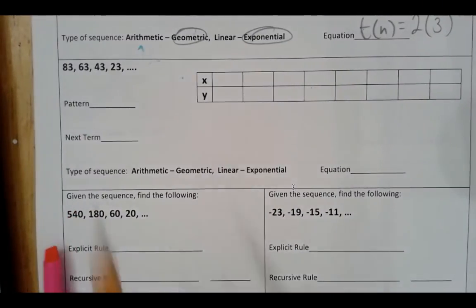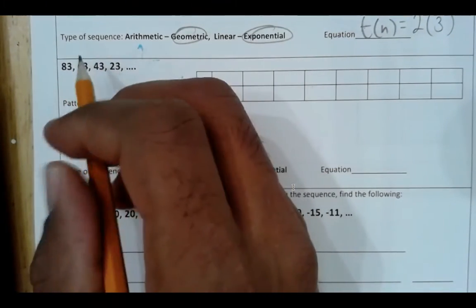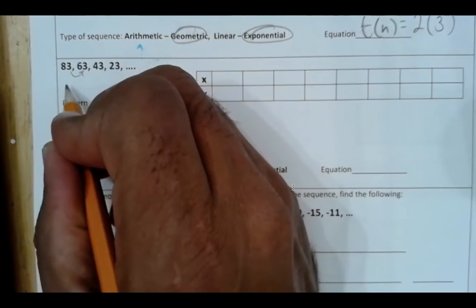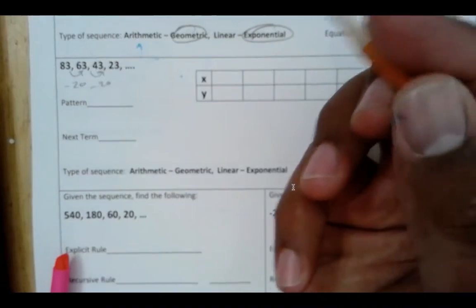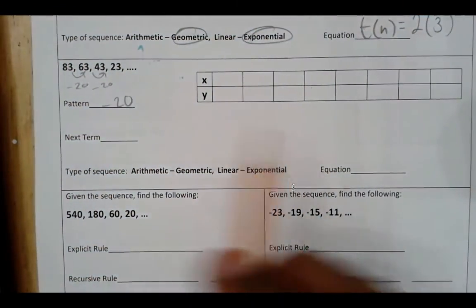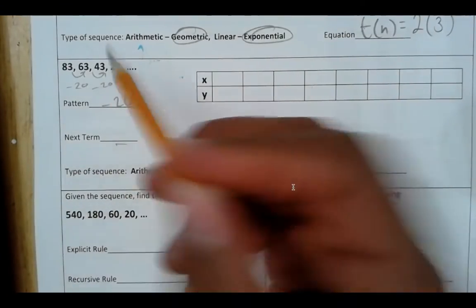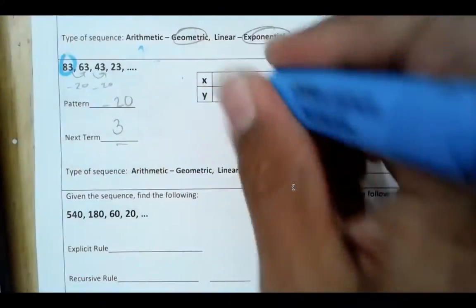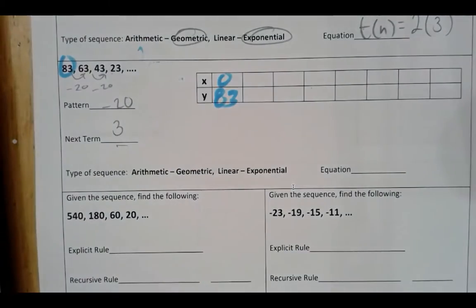All right, next one. Okay, so now I'm going to look at C. This is going down. And notice from here to here that it is minus 20. And then it's the same thing from here to here. So minus 20. So that's going to be our pattern. So this is minus 20. Okay, the next term after that, well, we just subtract 20. 23 minus 20 is 3. Okay, so again, there's our 0th term. So that's going to be our first one in there.